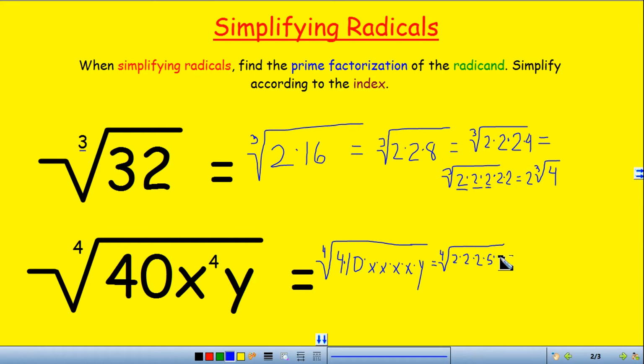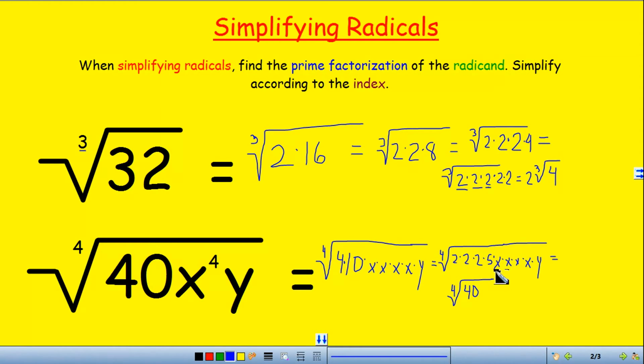And we still have our x times x times x times x. So x is occurring here 4 different times, and then we have the y occurring only once. So let's see what we're left with. Since we have 3 of the 2's, instead of 4 of those, that stays the same. So 2 times 2 times 2 is 8, and then we only have 1 5, which gives us 40. So the 40 has to stay inside of the radical.